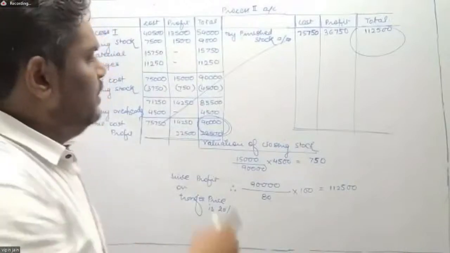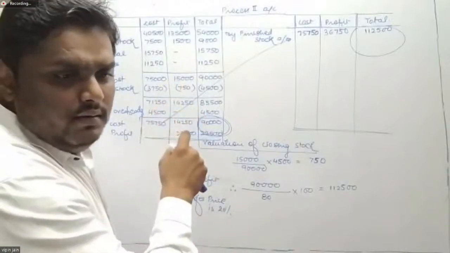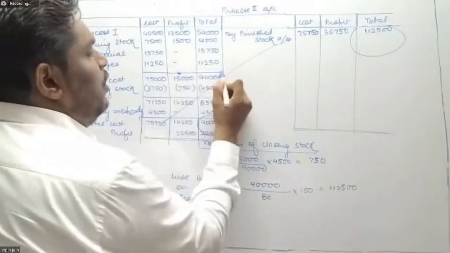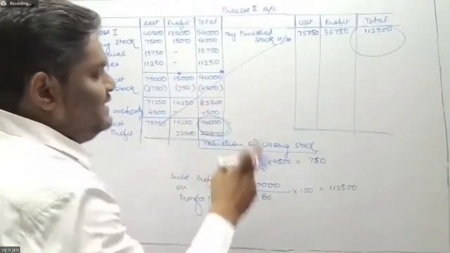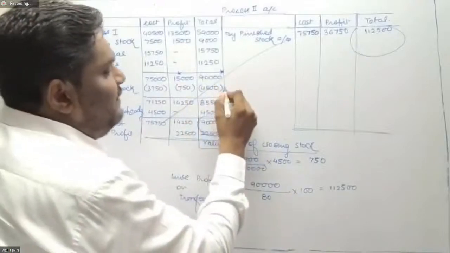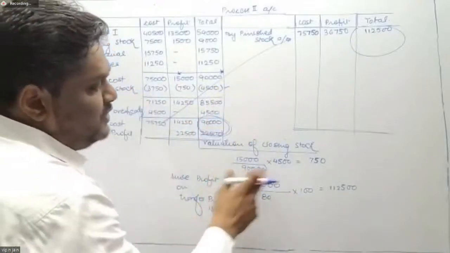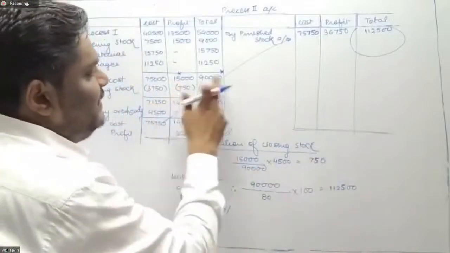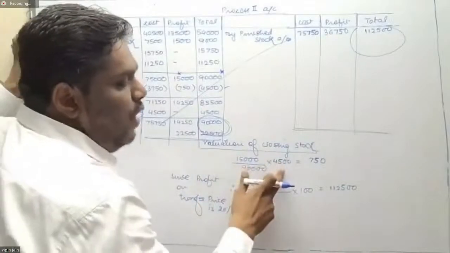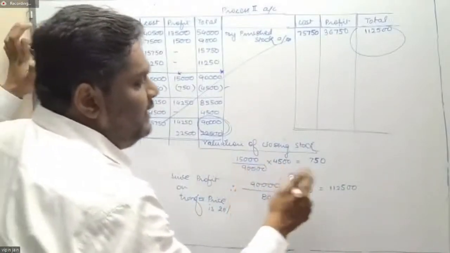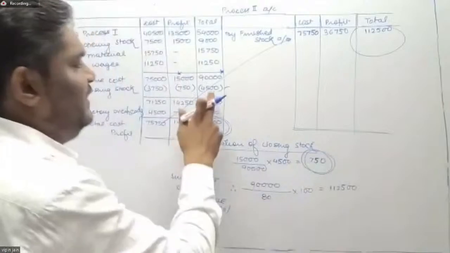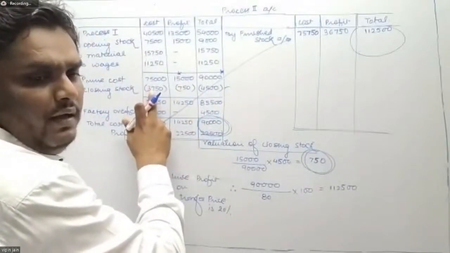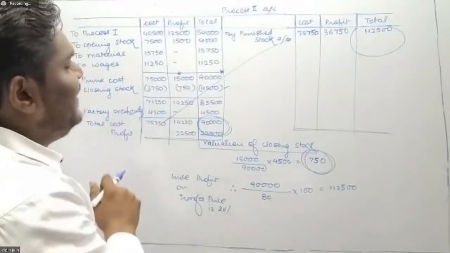I repeat again, total profit is 15,000 on this 90,000. Since the closing stock is 4,500, the proportionate profit for 4,500 will be 750. That is 15,000 for 90,000. So how much will be for 4,500? So this is how I got 750. So 4,500 minus 750, this is how we will get the total cost, that is 3,750.